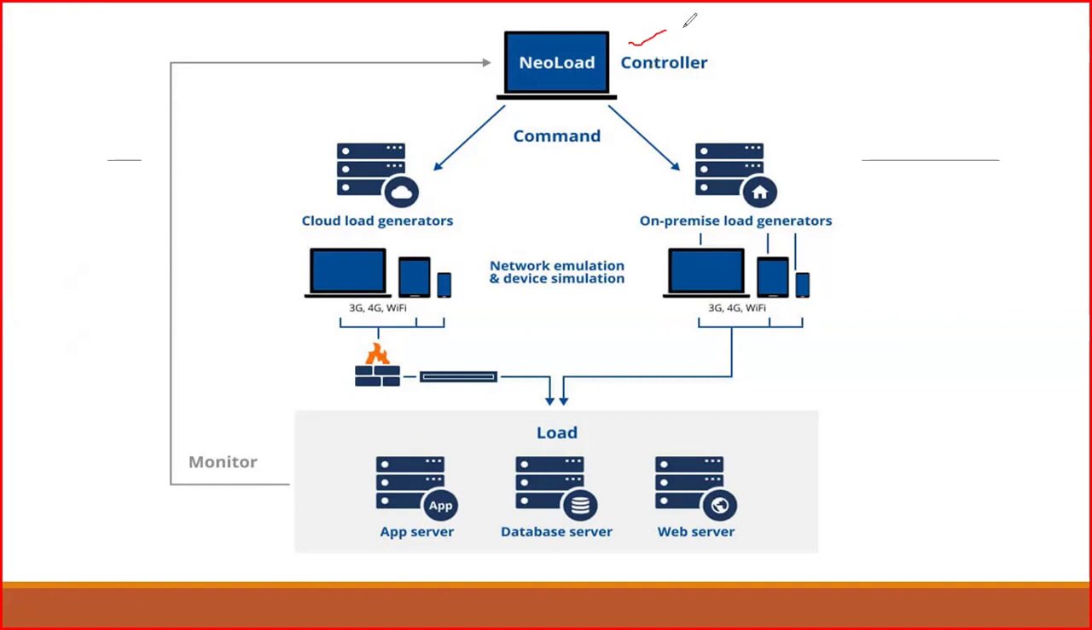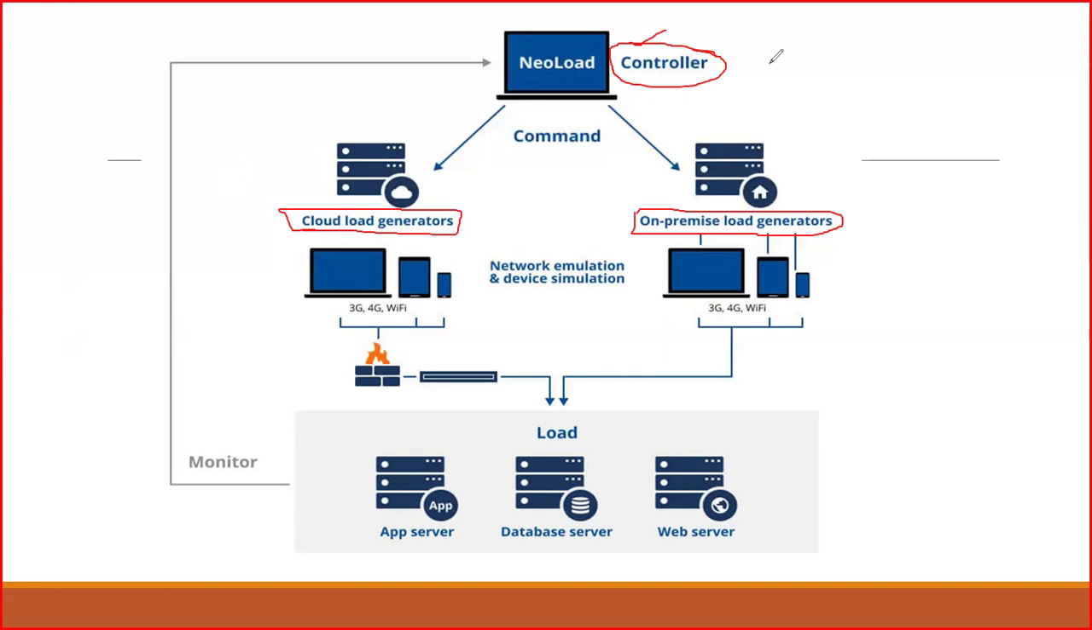So let us say we have one controller and two different types of load generators. The controller will send the command to the load generators to execute the test. Generally there are two different types of load generators available. One is the cloud load generator and the second one is the on-premise load generator. The cloud load generator symbol looks like a cloud, and for on-premise you'll see some home kind of icon. These are the icons that we have for the cloud load generators as well as on-premise load generators.